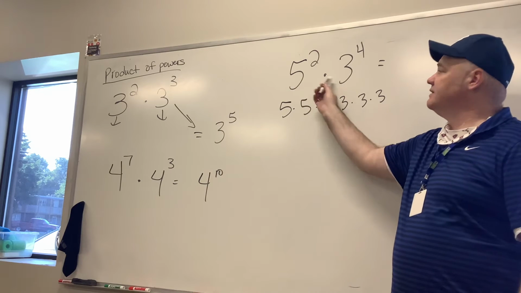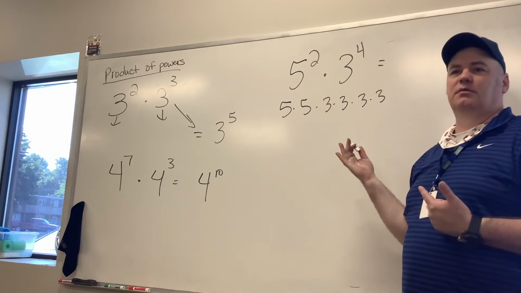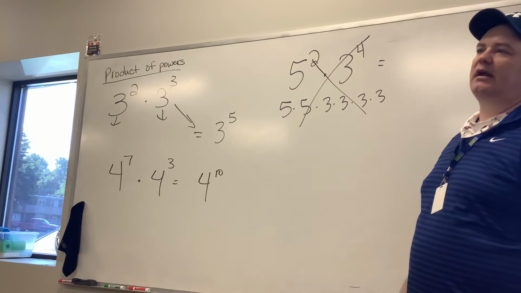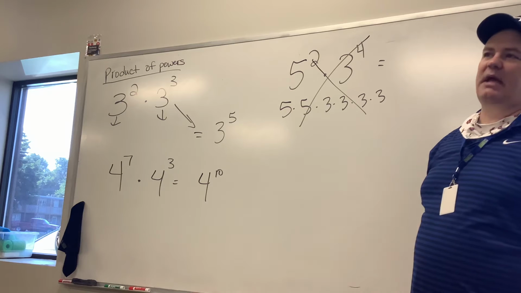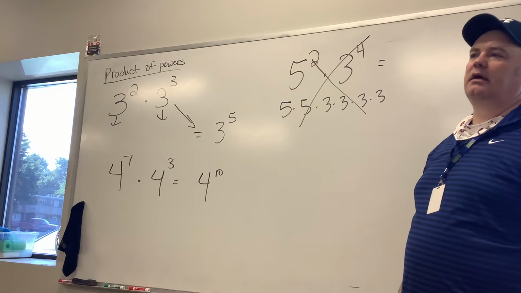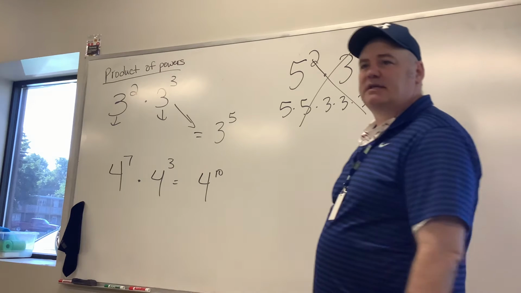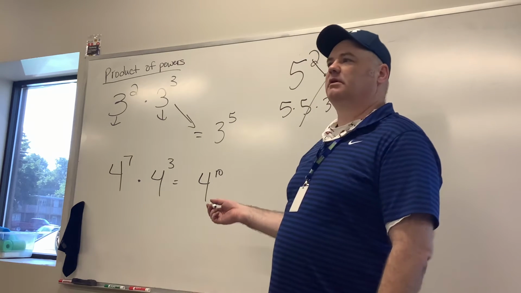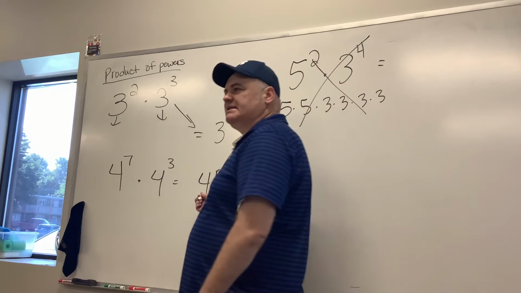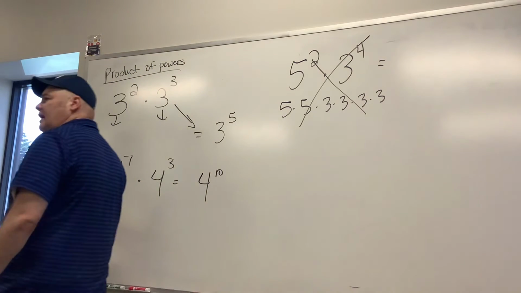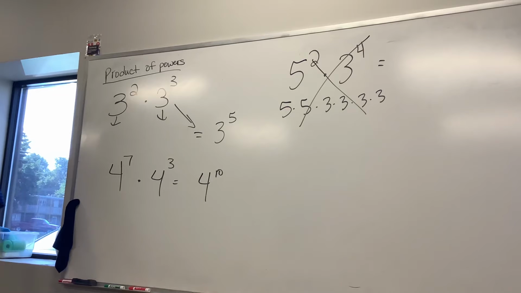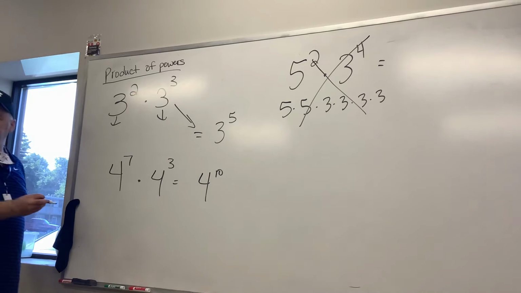So if the bases are different, you can't do this rule. You cannot add the exponents. The product of powers, you have to have the same base. But when you do have the same base, that's what makes it work. That's what makes it where you can just add the exponents, because you're keeping your base the same and you're just adding the exponents. So let's spell this one out and see if we're right.